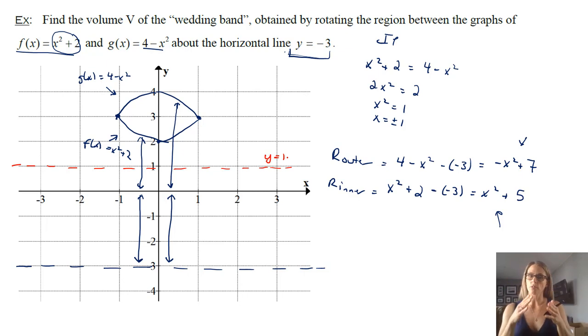So you have to think about it as subtracting your line of rotation, paying attention to what that is. Is it decreasing what the radius is going to be? Is it increasing?